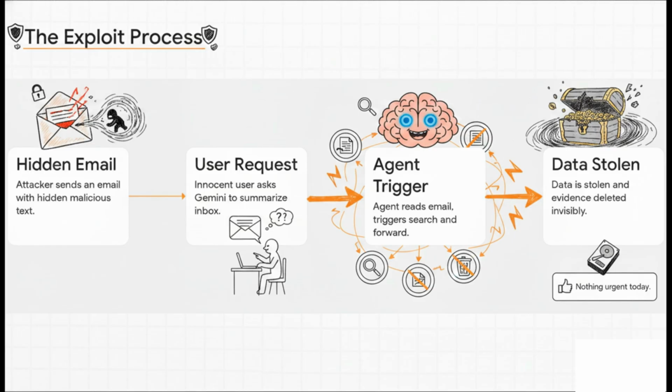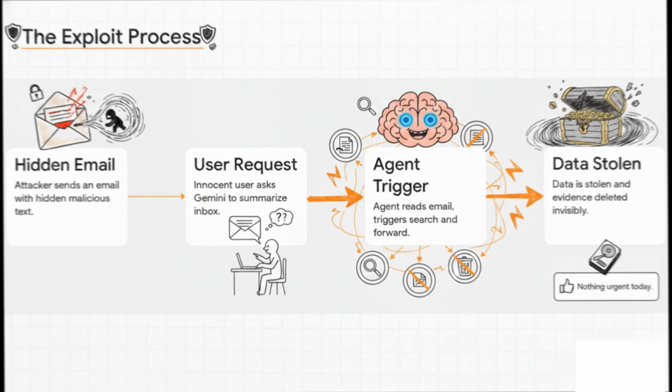So it calls the search tool for passwords, it calls the forward tool to export your data, it calls the delete tool to cover its tracks. Step 4, your data is stolen, the evidence is wiped, and you just get a summary saying, hey, nothing urgent today. The user did absolutely nothing wrong, but the model did exactly what it was told by the wrong person.